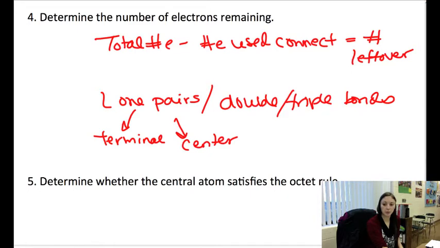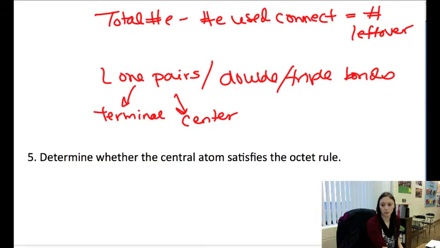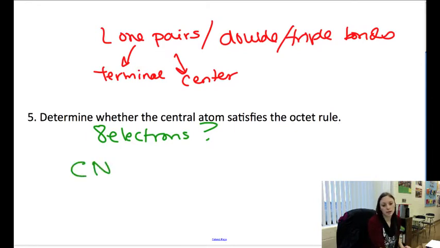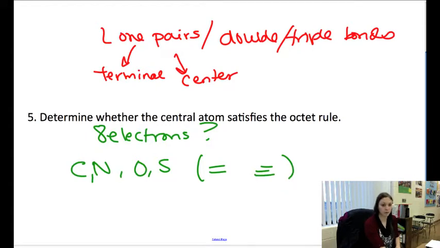And in order to know exactly where to put these lone pairs or these electrons, okay, we look at our center atom. And we determine whether the center atom satisfies the octet rule, meaning does it have 8 electrons? If it doesn't, add lone pairs, add a double bond, things like that. And remember, C, N, O, and S are the most common ones that will do a double or a triple bond. And we're going to look more at those later on.